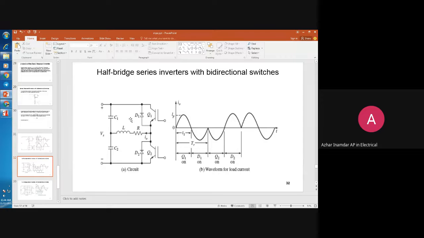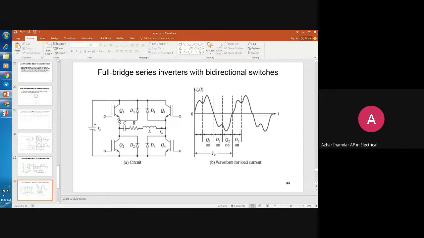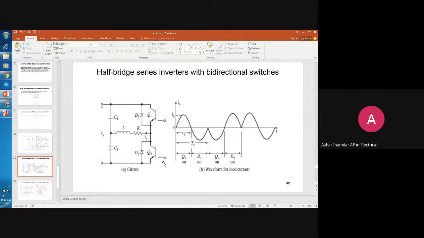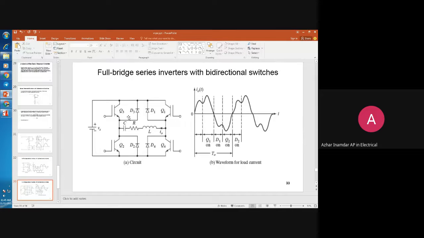Now the second one is the full bridge series inverter with bidirectional switches. When it comes to half bridge, there are two switching devices. When it comes to full bridge, there are four switching devices, which are bidirectional: Q1, Q2, Q3, Q4. At a time, two of the devices will turn on and the other two will turn off. I'll tell you the basic principle of this.